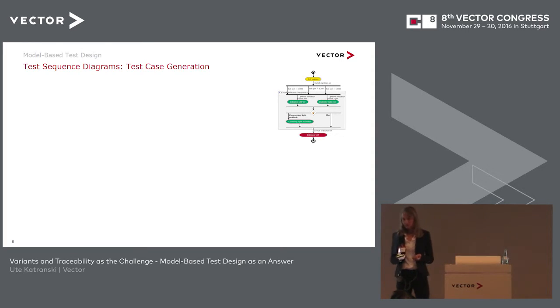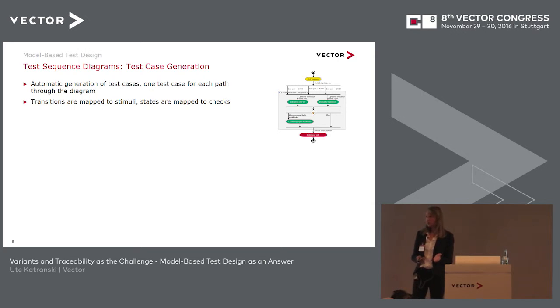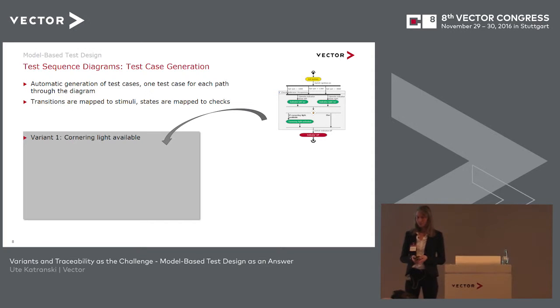How does test case generation look like? Well, it's not a generation, really. You don't generate it because the test cases are actually specified the way they should be. So each pass through this diagram represents one test case. So again, transitions, corresponding stimuli, checks. Transitions are mapped to stimuli, states are mapped to checks.